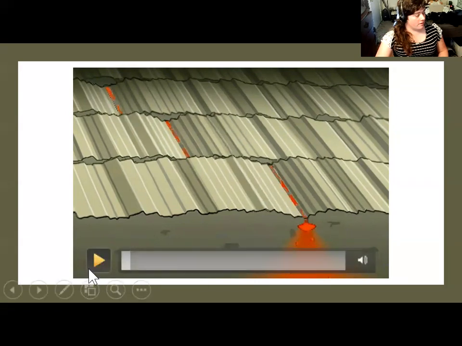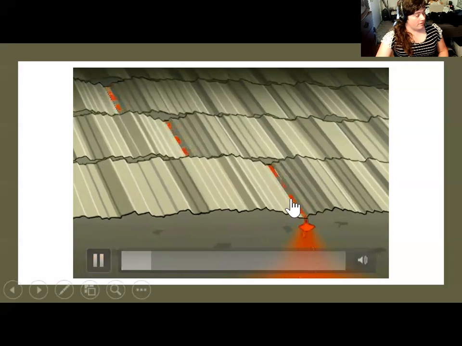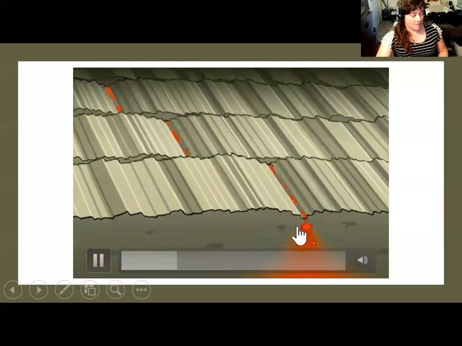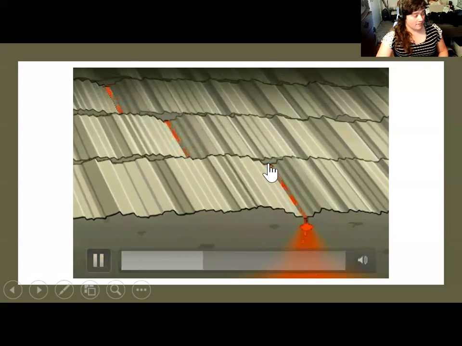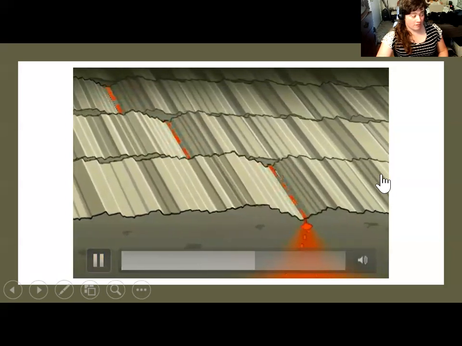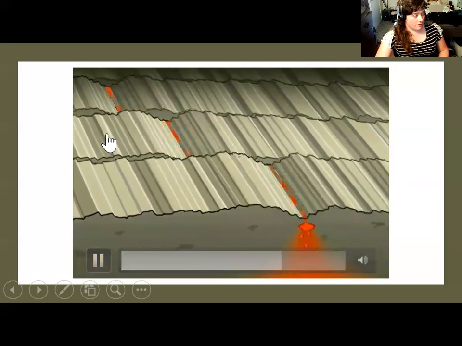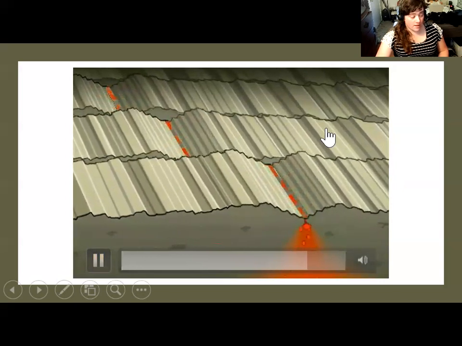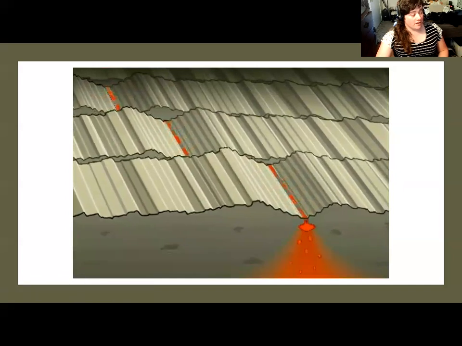And this segment here is known as a divergent plate boundary because you can see the magma is erupting, forming new crust, and the plates are moving in opposite directions. So a mid-ocean ridge is dominated by divergent plate boundaries where the crust is moving in opposite directions.